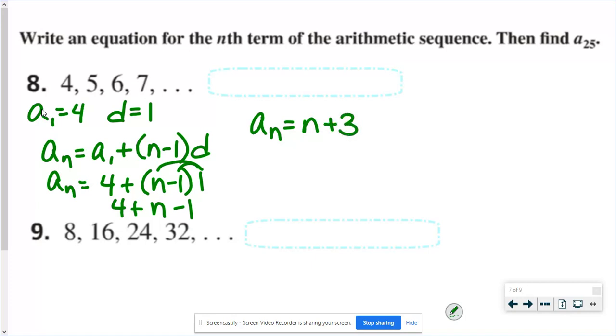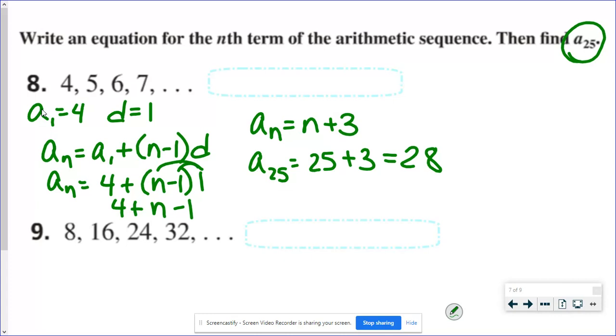If I want to find the 25th term in this sequence, I would say, all right, my 25th term in the sequence is going to be 25. That's what the n is, plus 3. It's 28.